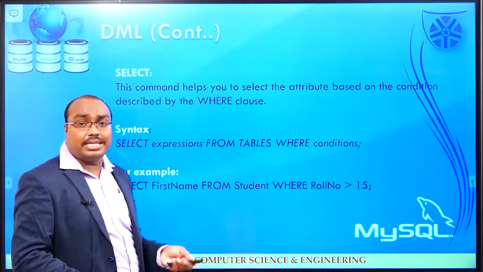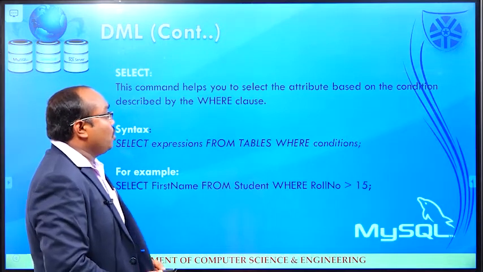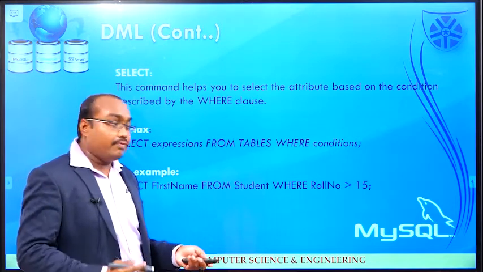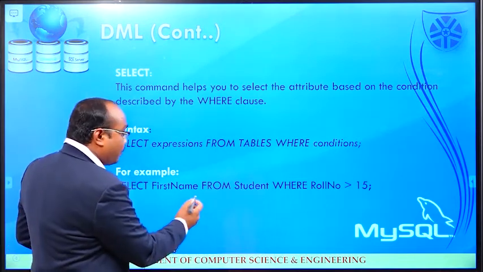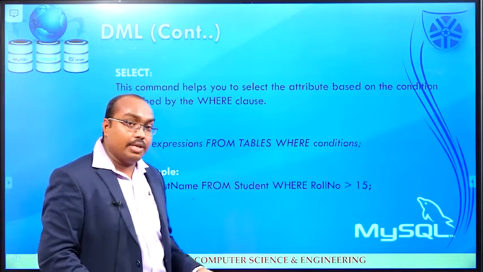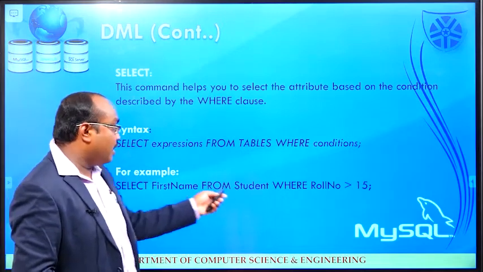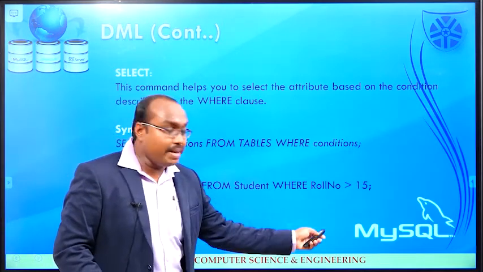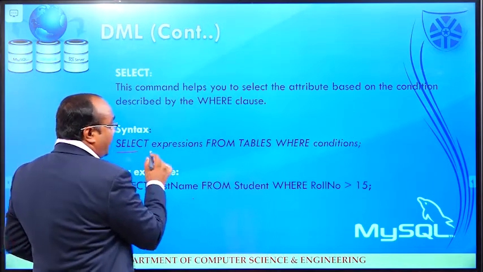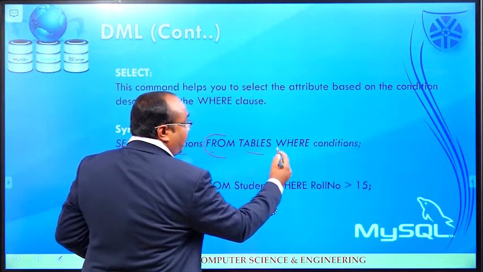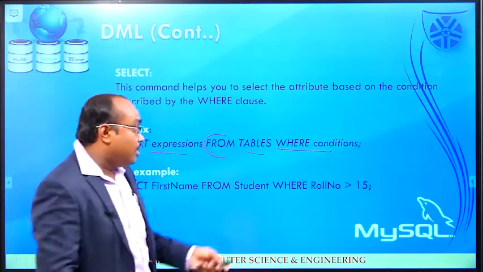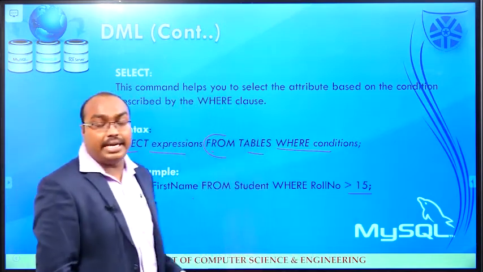And the next one, select command. The select command is used to select attributes based on the condition described by the where clause. For example, select first name from student where roll number is greater than 15. Here it will display the first name from the student table where the roll number is greater than 15. The syntax is select expression from table where clause.